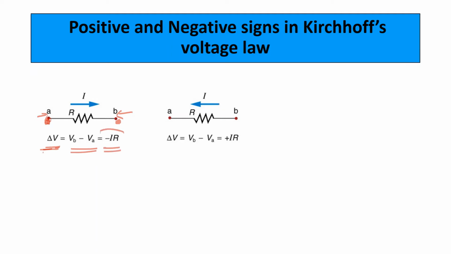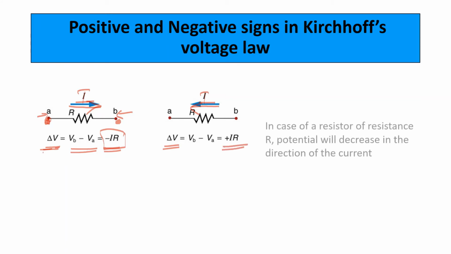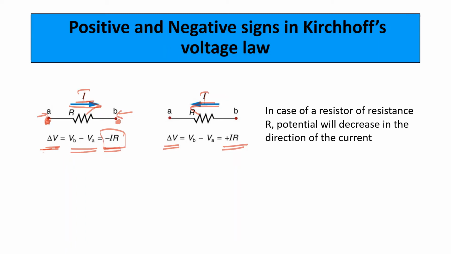Take care of this sign. It is always minus IR, a minus sign when it is in the direction of the current. Whereas if the current is in the opposite direction, the potential difference delta V will be positive IR. In case of a resistor of resistance R, potential will decrease in the direction of the current. Delta V is equal to minus IR.